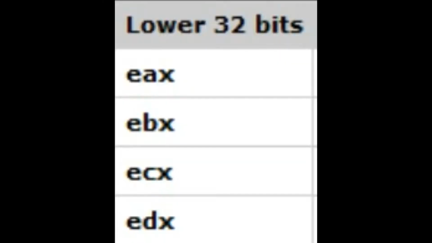Alright, before we write our actual program, I think you need to understand what these registers are. There are four of them, or rather four main ones. If you're using 64-bit like I am, they are as follows: EAX, EBX, ECX, and EDX. Each one of them has an individual purpose.